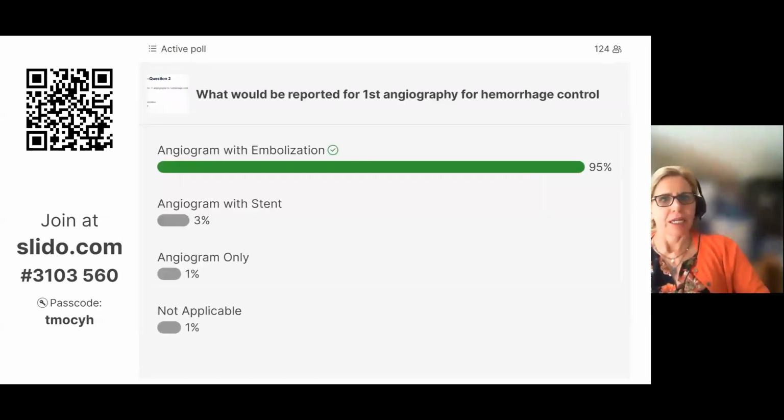So 95% said angiogram with embolization, because that gel foam completely blocked off that vessel, so they embolized it. For a few people that put stent, they are going to say stent very clearly in that documentation. I've never seen it not be clear that they were using a stent.